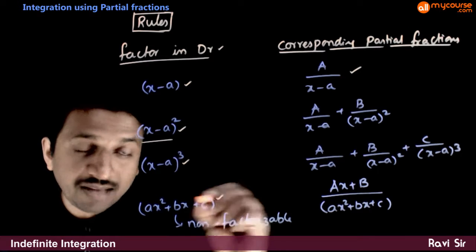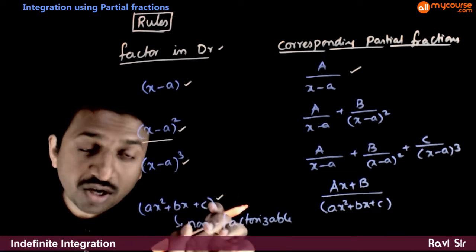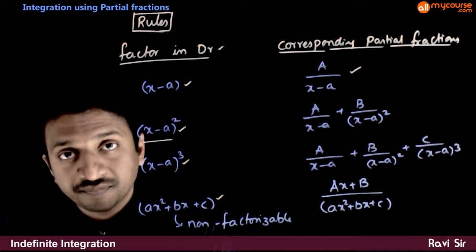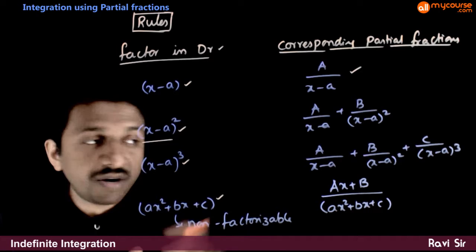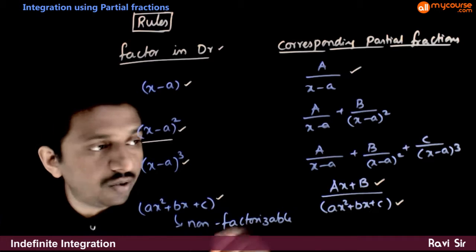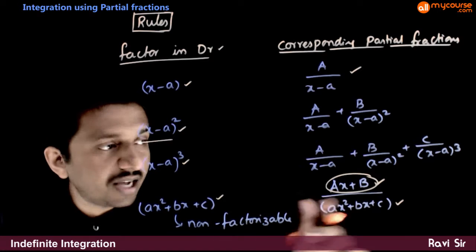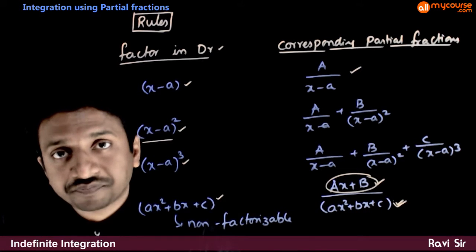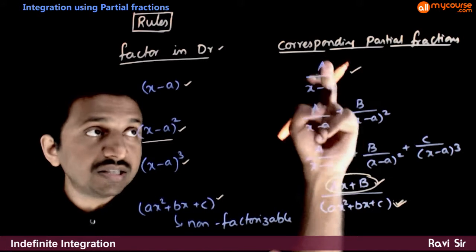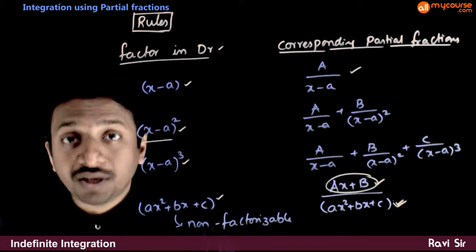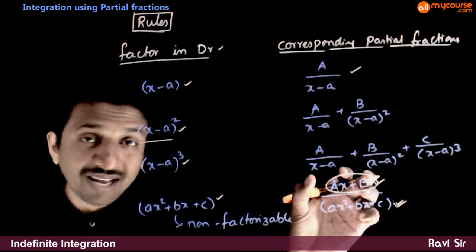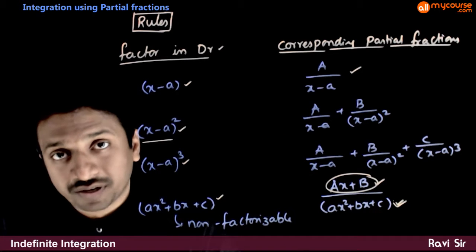And sometimes you have a quadratic factor which is non-factorizable, that is, which you cannot factorize further. So corresponding to this denominator, you need to put (Ax plus B) by (x squared plus bx plus c). So in the numerator, you have to take a linear term corresponding to this quadratic. Corresponding to a linear factor, you have to take constants, which are 0-degree polynomials. Corresponding to a quadratic denominator, you need to take a linear factor in the numerator.